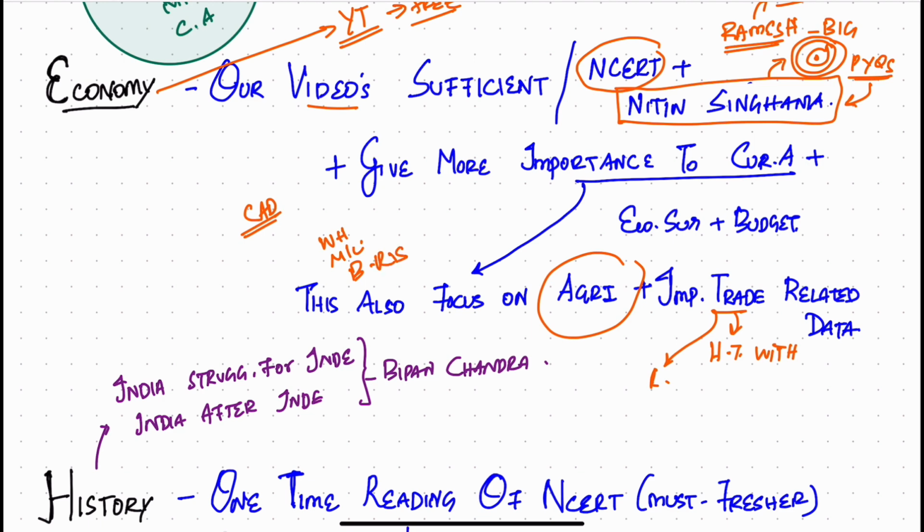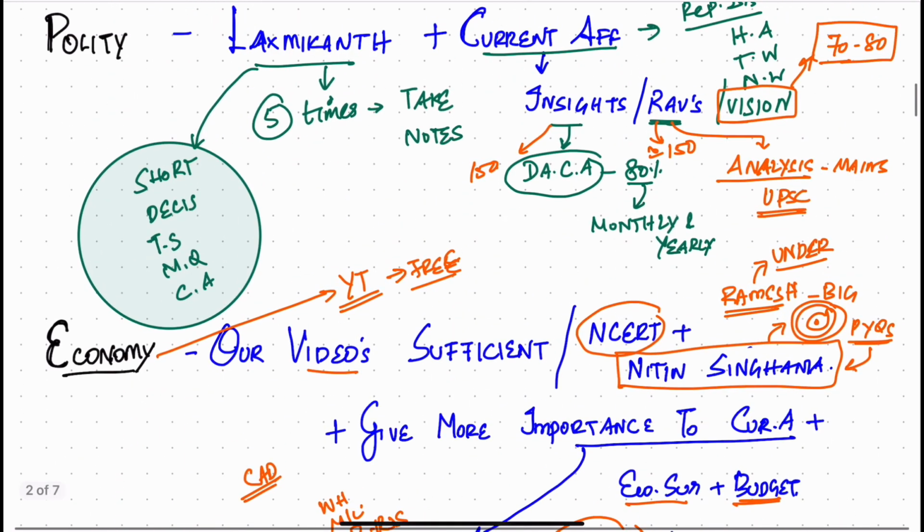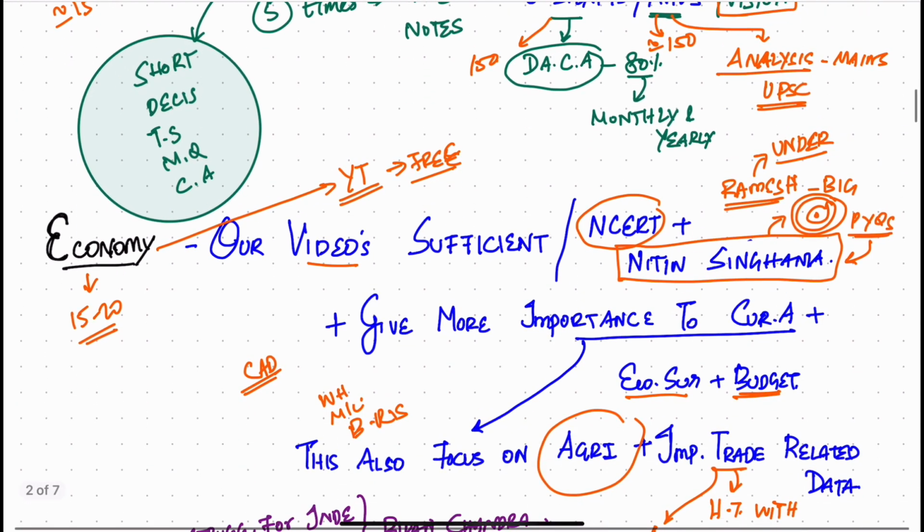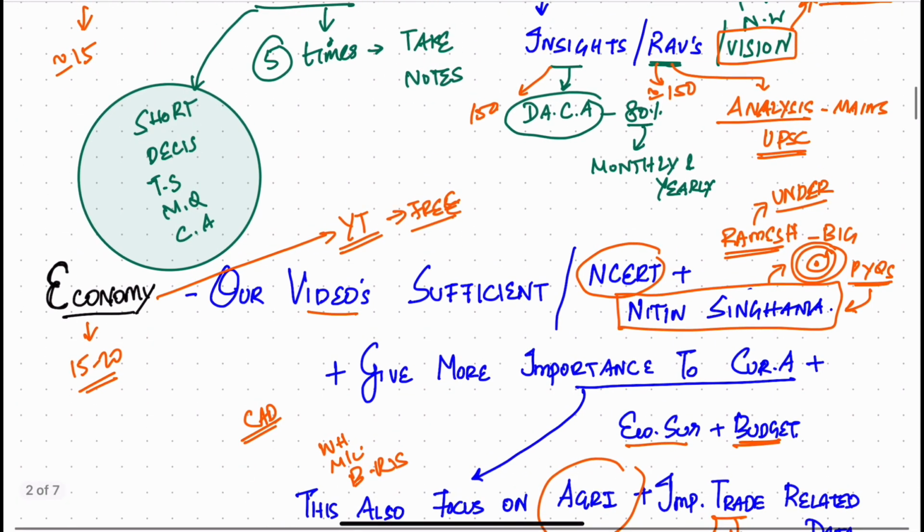Those things I'll cover in my videos while teaching the Economic Survey and Budget. The basic part I'll go step by step: first GDP, then agriculture, poverty, everything I'll cover. So that is sufficient for economy. Polity and economy are like two pillars of UPSC. If you study polity, you can attempt on average 15 questions in prelims, and economy around 15 to 20 questions, because I'm including the Economic Survey and Budget.